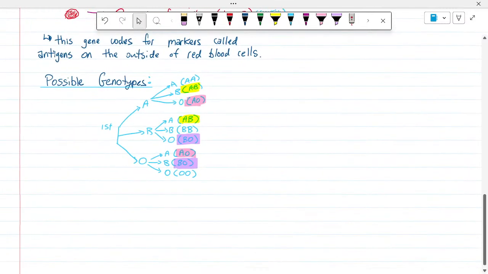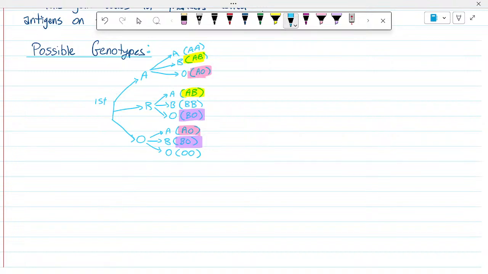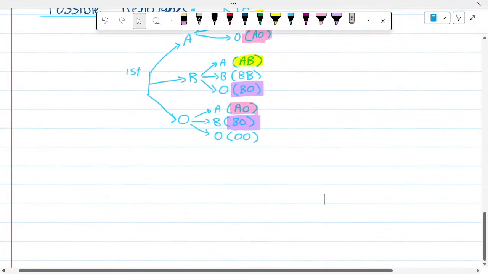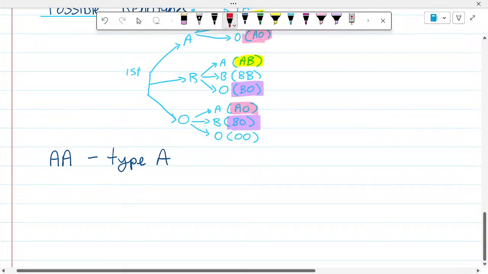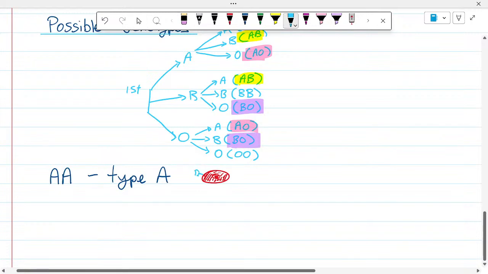Okay, so the possible genotypes then are AA, AB, AO, BB, BO, or OO, right? So the possible genotypes then would be AA, in which case you'd be type A. And if we drew your red blood cell, schematically, of course, because your red blood cell is also not made of ink, it would have our little A antigens on here, right? Aren't they pretty?